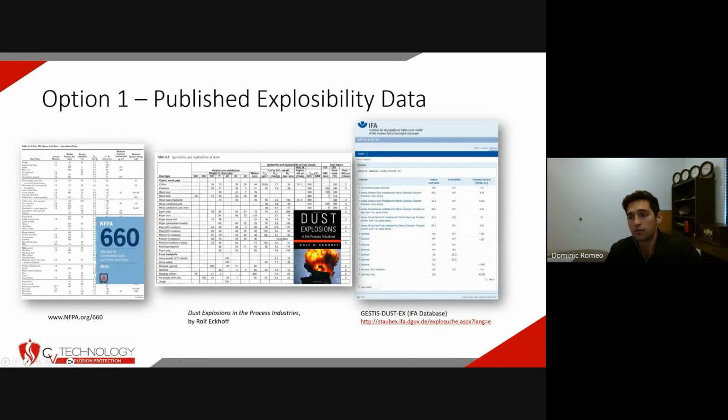And here are 3 really good resources for that published explosibility data that I was talking about in the beginning. So NFPA 660 in the annex section of it has published data for most common substances. There's also a book called Dust Explosions in Process Industries by Rolf Eckhoff that also provides this data. And then the one on the right here is going to be Justice, which is a German database. And they were the original database for KST and PMAX explosibility values for dust testing.